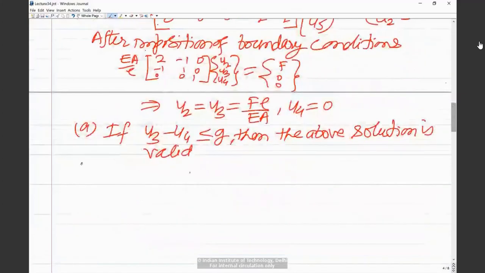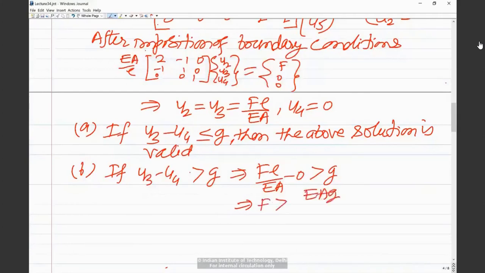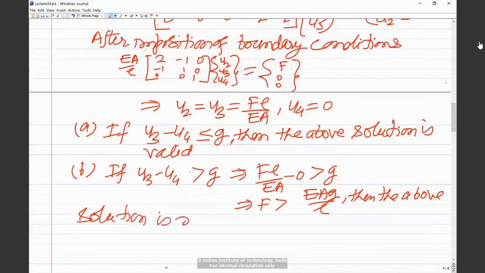But the second possibility is that u3 minus u4 is greater than g. This means that FL upon EA, with u4 being 0, is greater than g, which implies that F is greater than EAg upon L. So if F is greater than EAg upon L, then the above solution is not valid. Then there is going to be interaction between node 2 and 3.